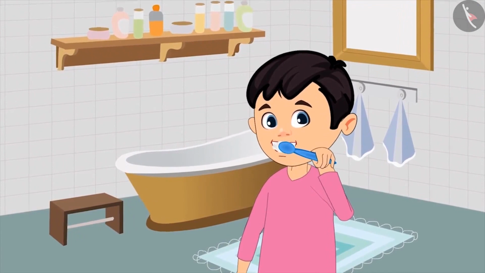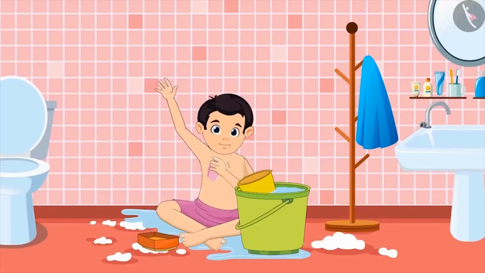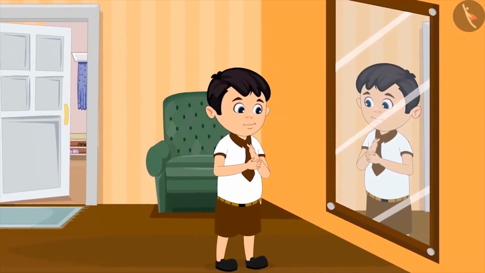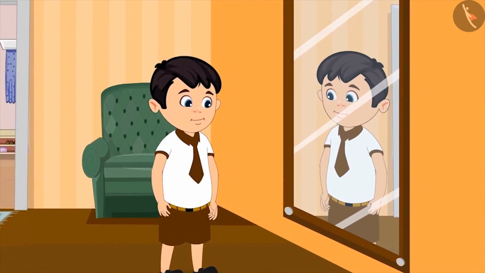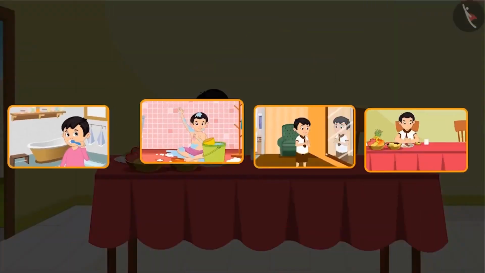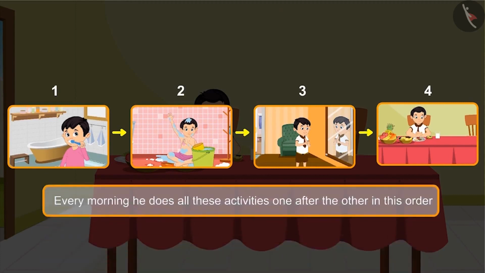He gets up and brushes his teeth first. Then he takes bath. After taking bath, he gets ready for school. Then he eats breakfast and drinks milk. This is the order of Chotu's morning activities. This means every morning he does these activities one after the other in this order.